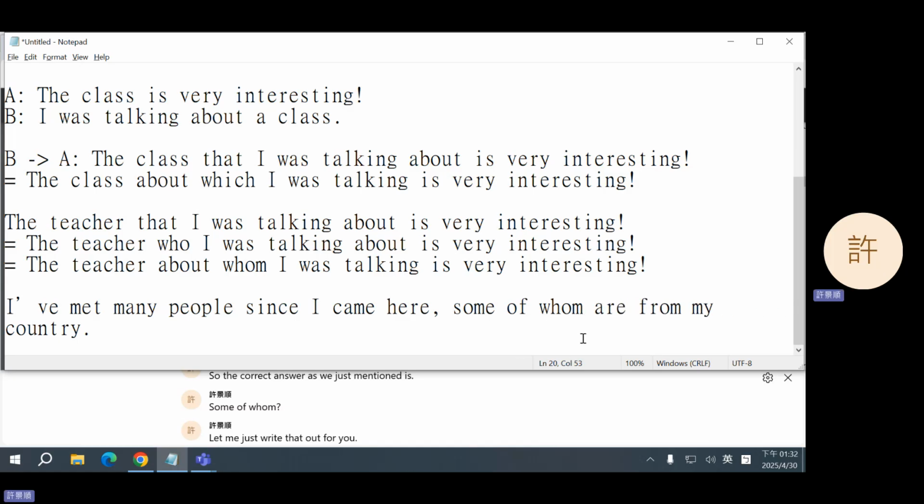Right. So because you not only have "of", you also have "some". So both of these have to move along with your relative pronoun. Let's try another example.